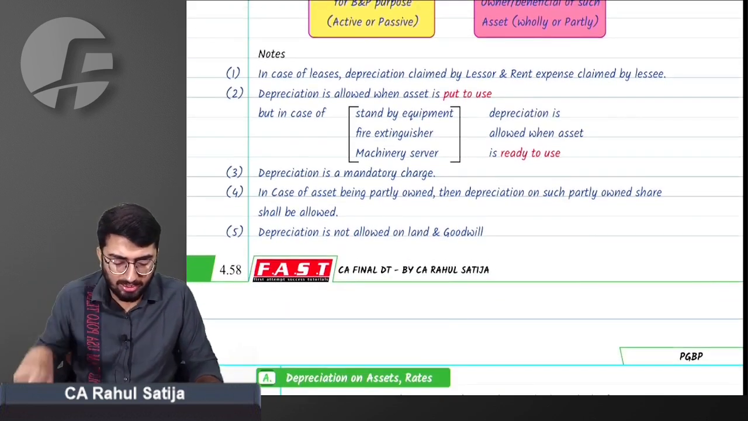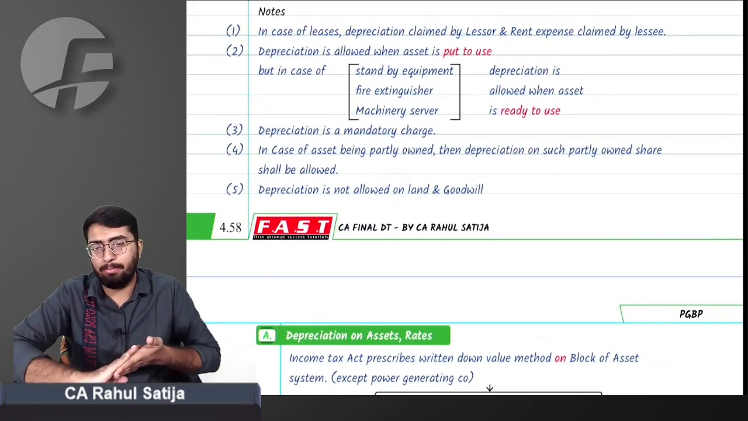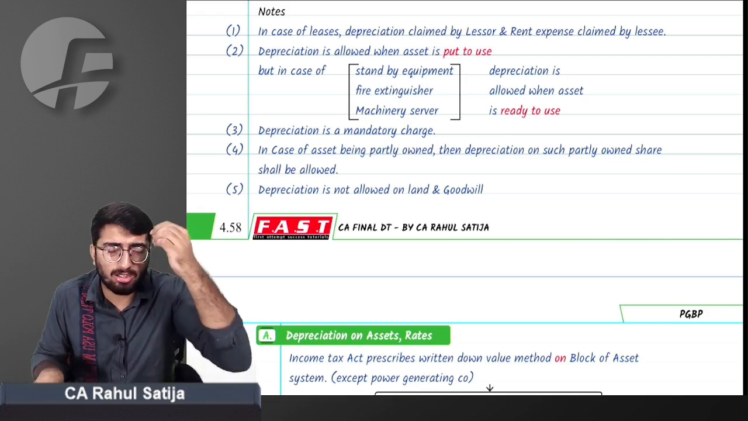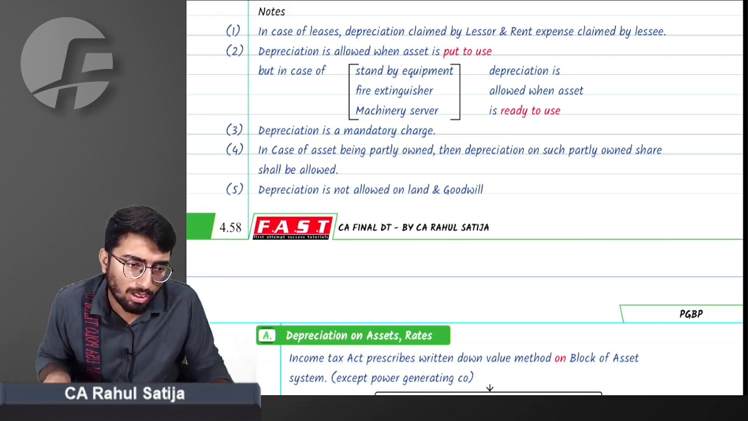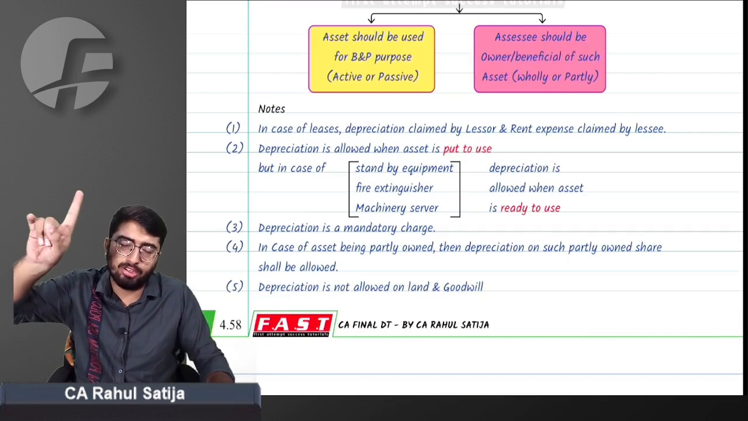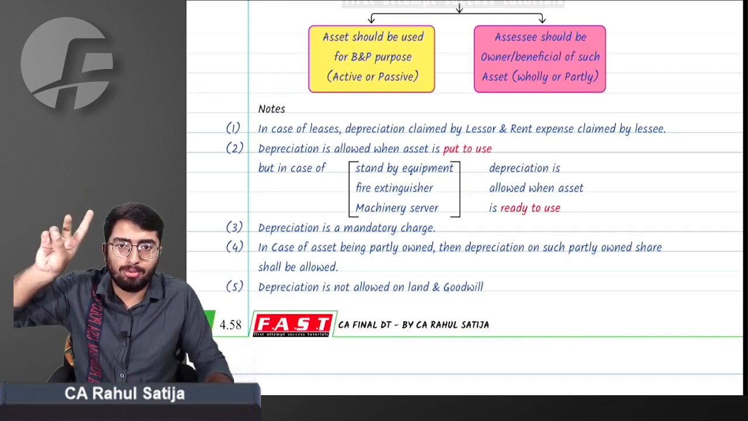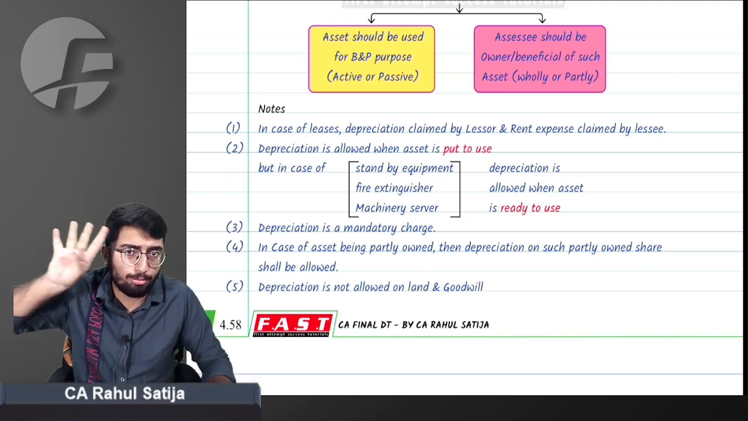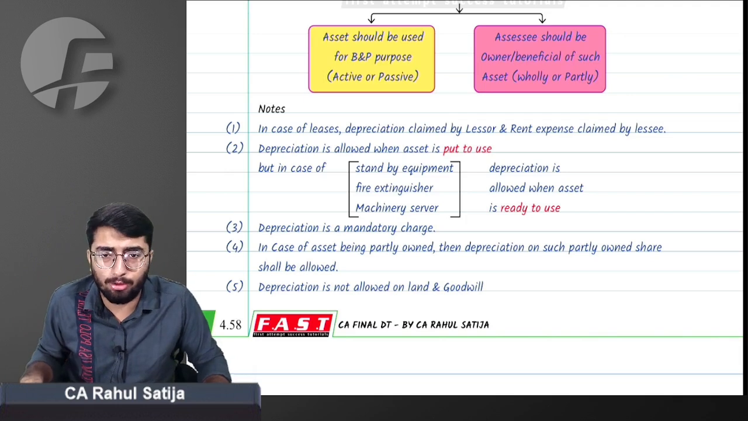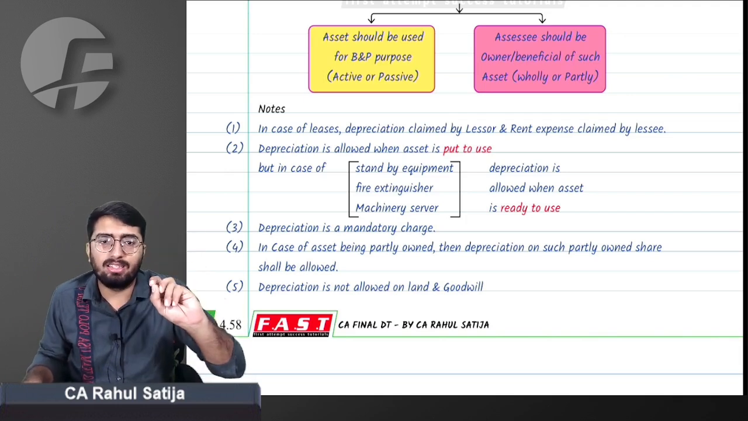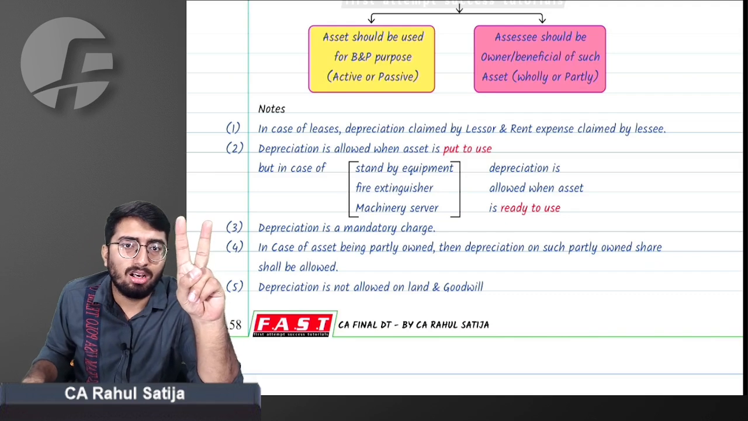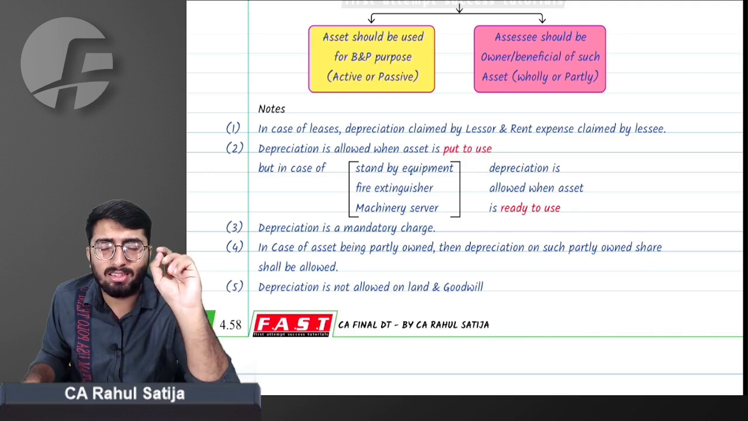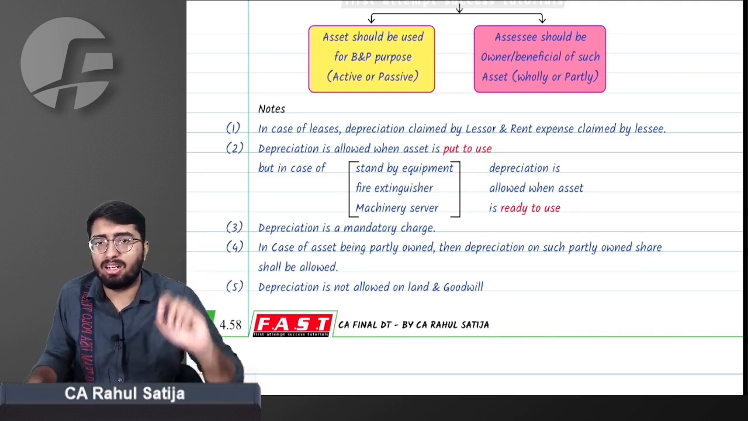Sir, two things to be taken care of. Depreciation is not allowed on land and goodwill, because land is not a depreciable asset, and goodwill has been removed from depreciation by Finance Act 2021. So what five things did I tell you, sir? You have to use the asset for business. Second, you should be the owner. Next, in case of lessor and lessee, depreciation is allowed from the put to use date, but in three cases it will be allowed from the ready to use date. It is a mandatory charge. If you are using the asset in co-ownership, then only your share of depreciation will be allowed to you. And the last one is that depreciation is never allowed on land and never allowed on goodwill.